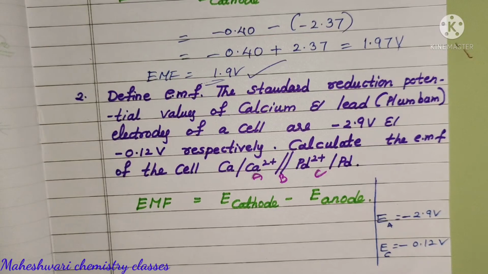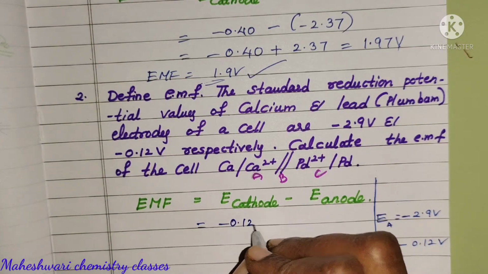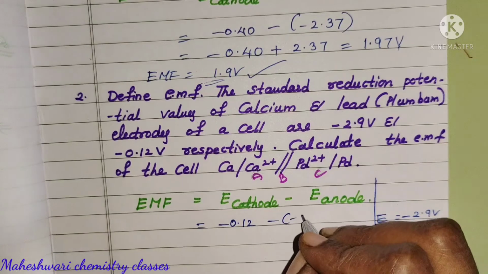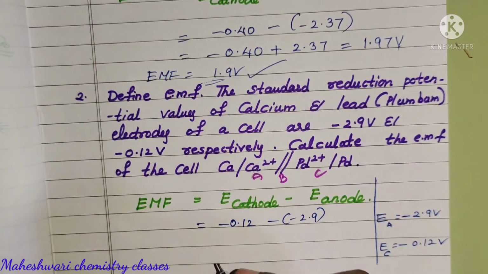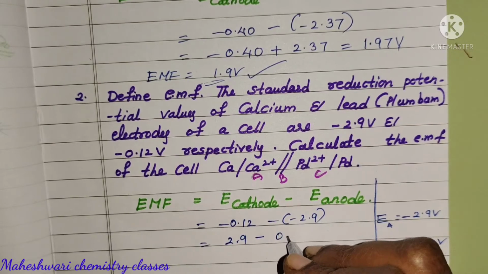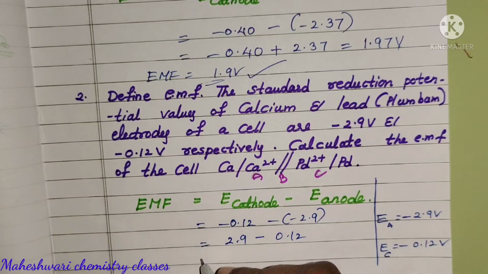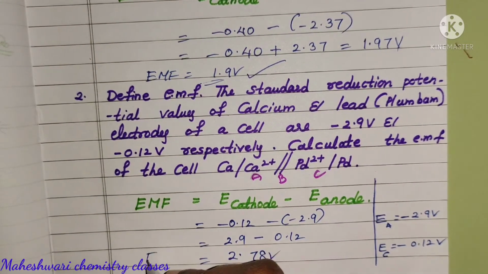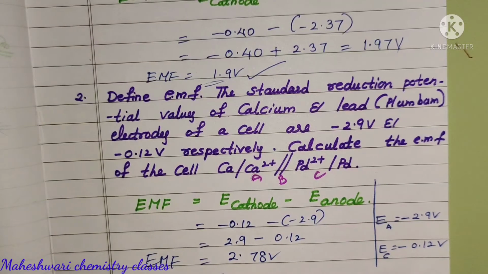Now substitute these values. Cathode value minus 0.12, minus of minus 2.9. Okay, the bigger number, 2.9 minus 0.12, then how much? 2.78 volts. Okay, so this is the EMF value, right?